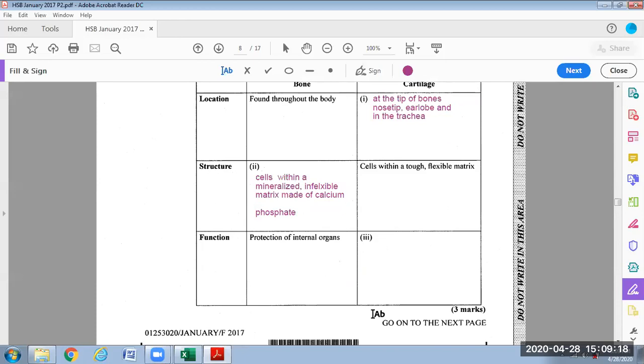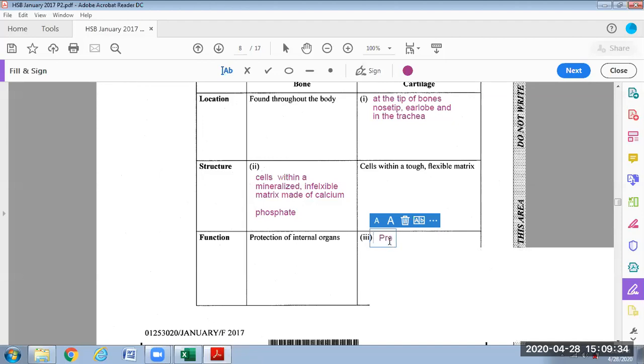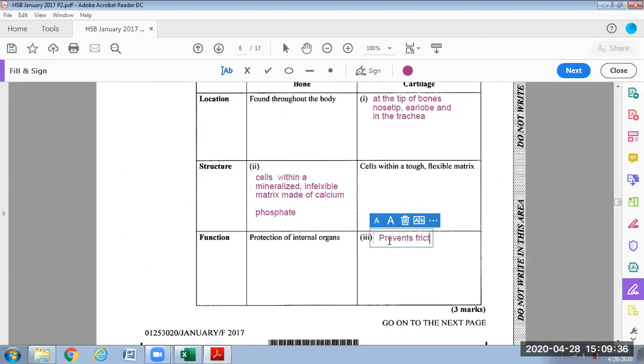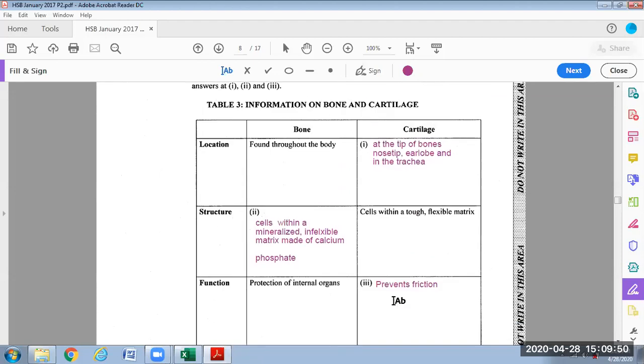What's the function of cartilage? Connect bones together. That is ligament. Ligament connects bone to bone. Cartilage prevents friction. When bones rub against each other, it causes friction. But since we have this between the bones, it acts like a cushion. All right, so take it down.